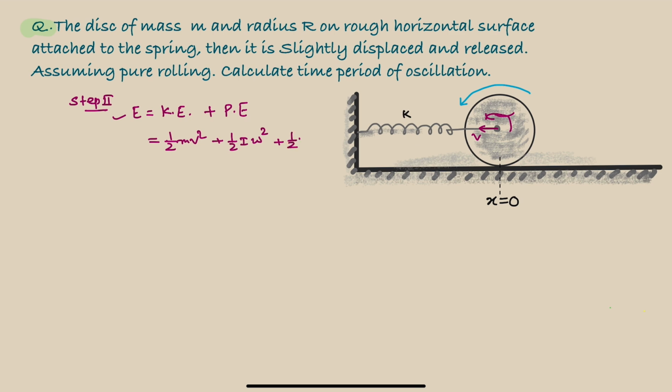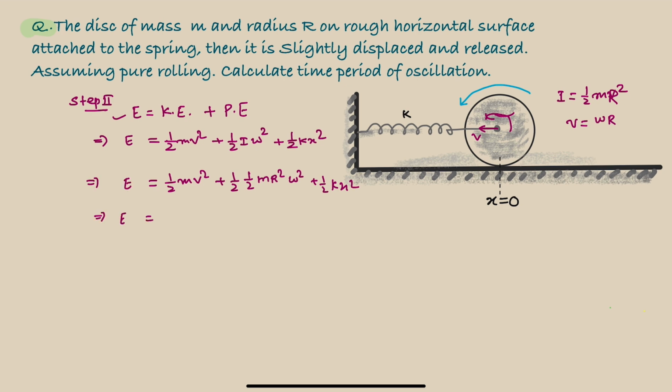The system also contains the spring whose energy will be the potential energy at a certain distance x. Now, this disk is rotating about its centroidal axis. Therefore, its moment of inertia about the centroidal axis shall be equal to half of m r squared. Since it is pure rolling, again, v will be equal to omega multiplied by R. So half m v squared plus half m r squared omega squared plus half of k x squared.